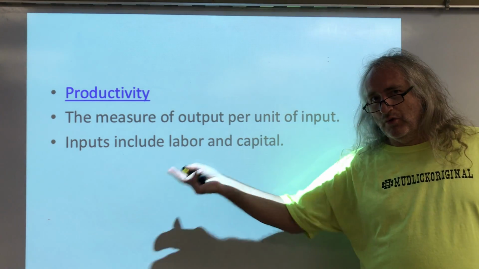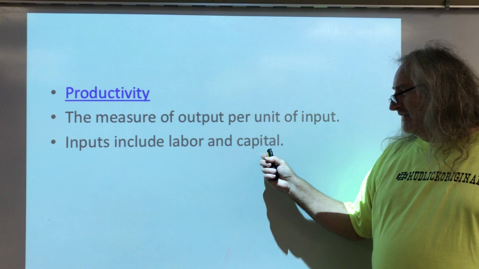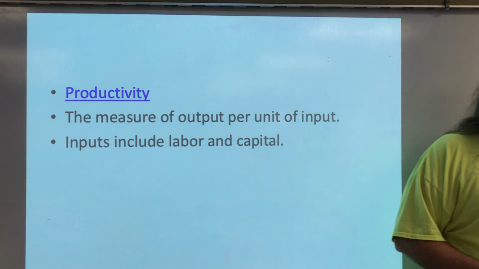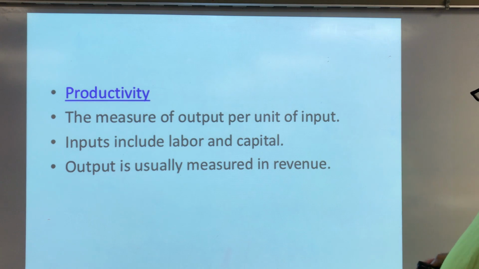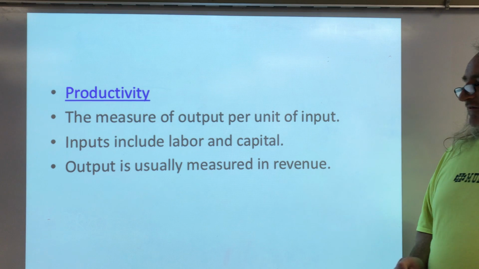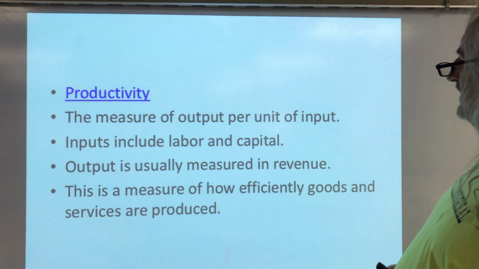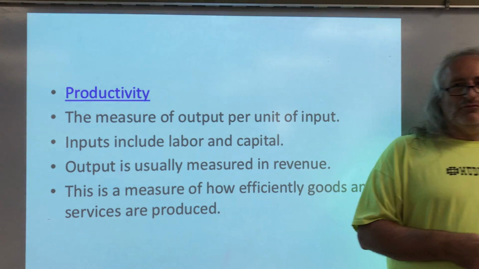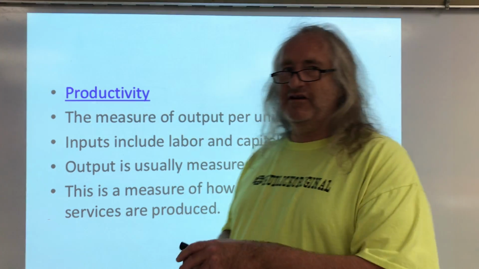Labor being the work that we do, it could be mental or physical. Capital being all the tools and machinery used to make other products. Output here is usually measured in revenue, which is just a fancy way to say money. And really what we're looking at here is a measure of how efficiently goods and services are produced. So what we want to do is increase our productivity.